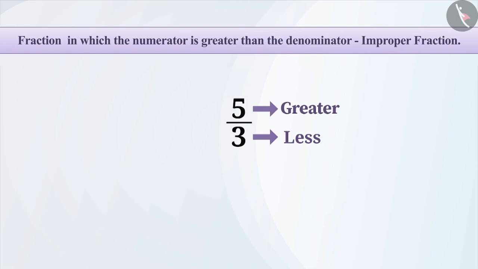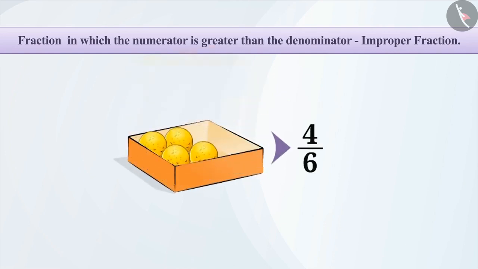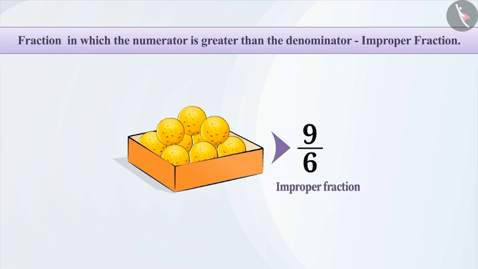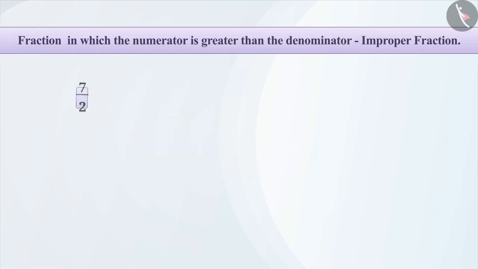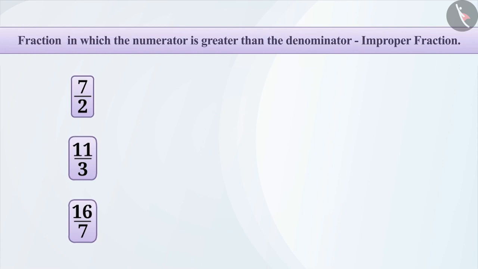If you consider a box and things in it as a fraction, then the denominator represents the number of things that can be placed inside the box, whereas numerator represents the actual number of things in the box. Improper fraction means that the number of things in the box are more than its capacity. That means more than one box is required to place these things. Some other improper fractions are 7/2, 11/3, and 16/7, etc.